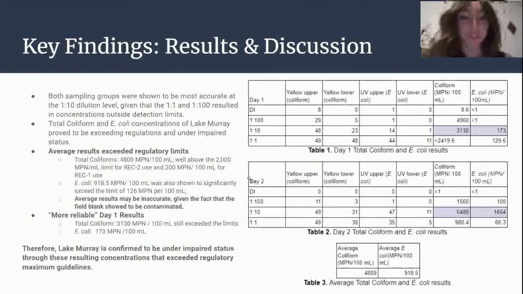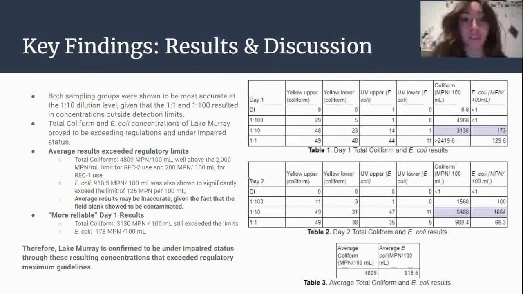Both sampling groups are shown to be the most accurate at the 1 to 10 dilution level, given that the 1 to 1 and 1 to 100 dilutions resulted in concentrations outside detection limits, as depicted in tables 1 and 2. Results of total coliform and E. coli concentrations from the Quanti-Tray 2000 of Lake Murray proved to be exceeding regulations and under impaired status.